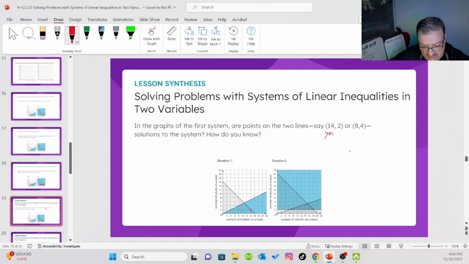8, 4 means I go over to 8, up to 4, and I can see that I am on the solid line that makes this side of the double shaded region. So it is also a solution to the system. Solutions are in the double shaded area or on the parts of the solid lines that create that double shaded area.